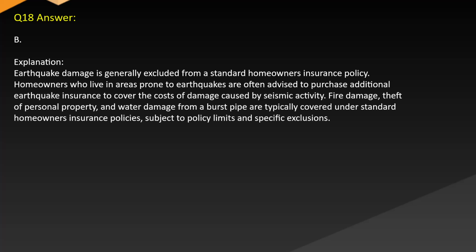Answer: B. Explanation. Earthquake damage is generally excluded from a standard homeowner's insurance policy. Homeowners who live in areas prone to earthquakes are often advised to purchase additional earthquake insurance to cover the costs of damage caused by seismic activity. Fire damage, theft of personal property, and water damage from a burst pipe are typically covered under standard homeowners insurance policies, subject to policy limits and specific exclusions.